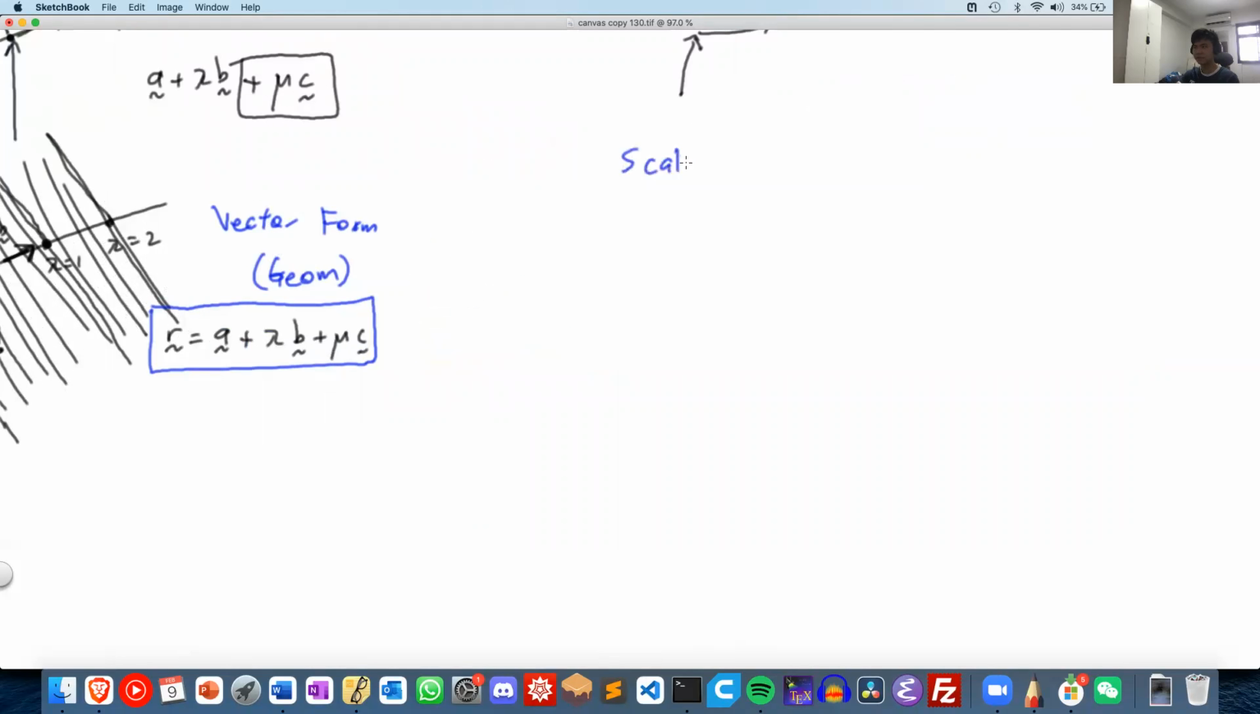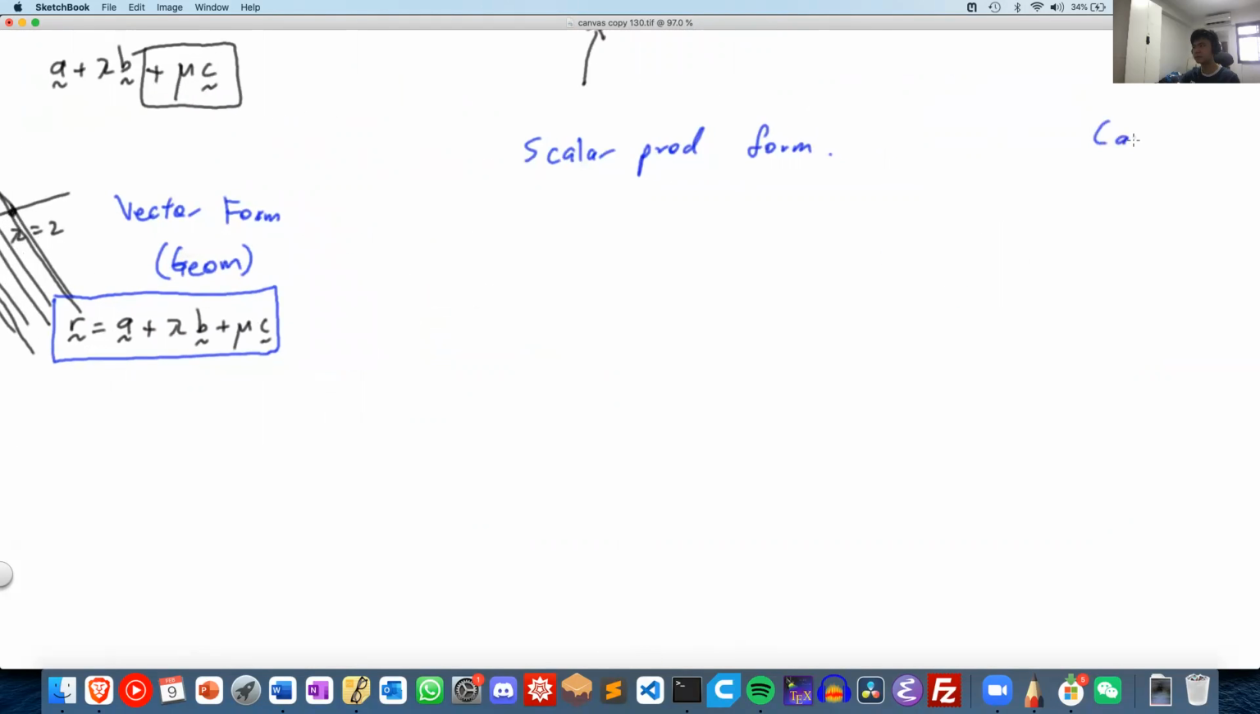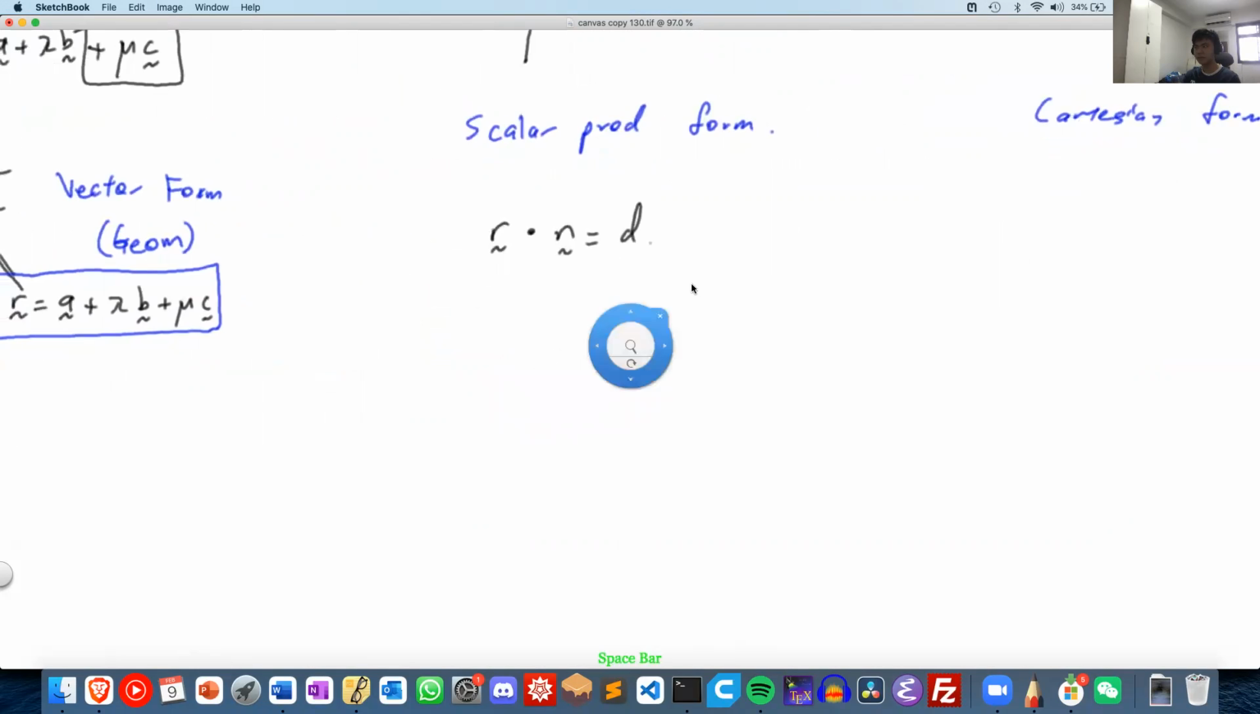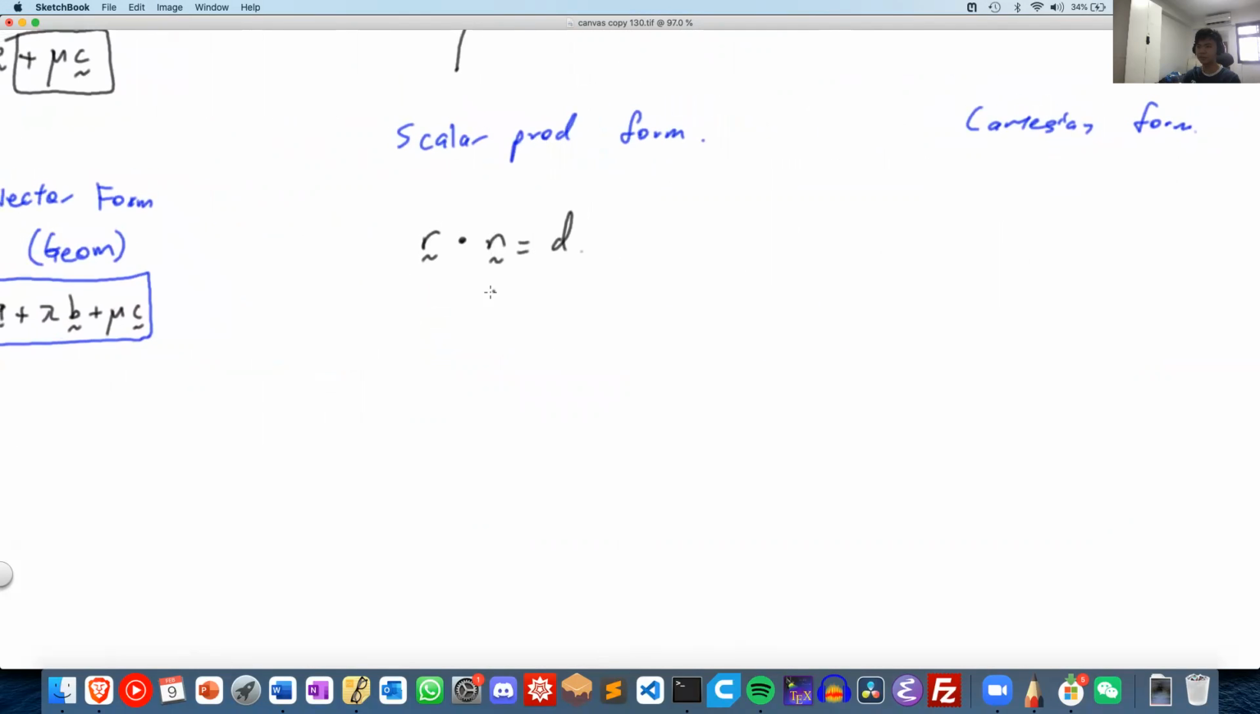There's the scalar product form, and there's the Cartesian form. So what is the scalar product form? The scalar product form looks something like r dot n equals d. And n is a normal vector to the plane, and n can be calculated using b cross c. So we'll get back to that.